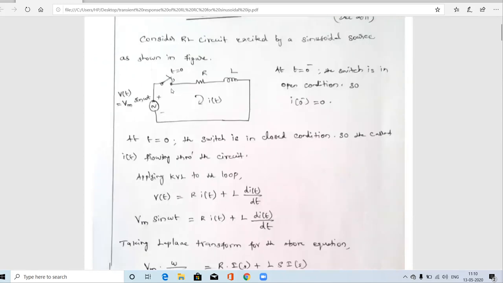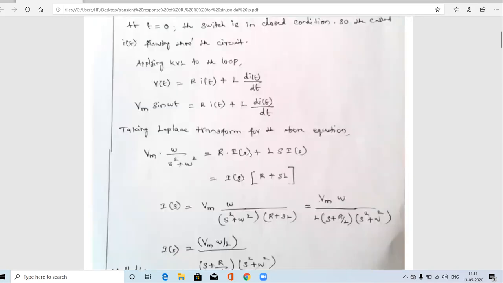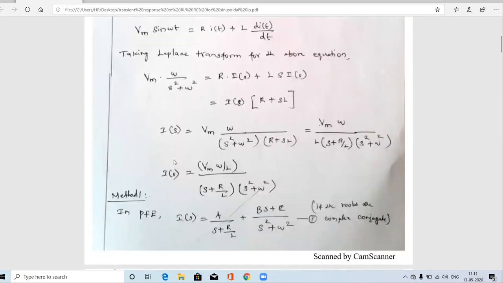When we close this switch, a closed path is formed. Because of this closed circuit and the sinusoidal input voltage, some current i of t flows in the circuit, and our aim is to find the value of i of t. How to calculate it? First we write the KVL equation for the circuit and apply the Laplace transform. Then from the equation we find the value of I of s, and then take the inverse Laplace transform. This is the procedure.